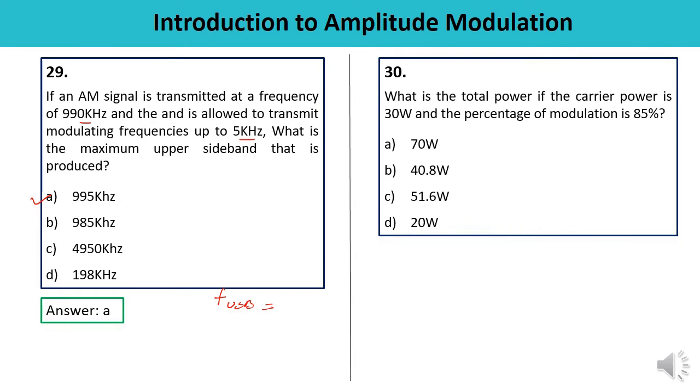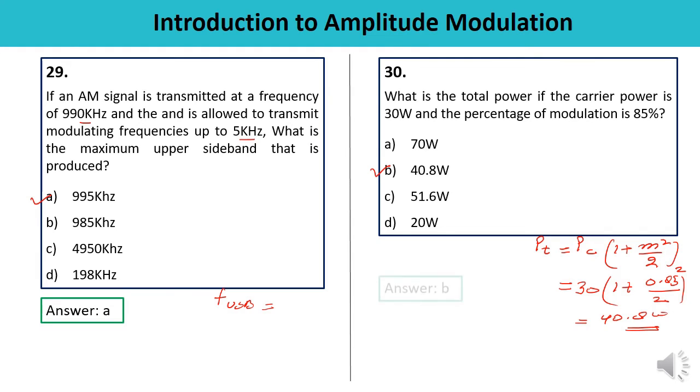In the next question, what is the total power if the carrier power is 30 watt and the percentage of modulation is 85%? So calculate the total power. You remember the formula for the total power, PT. This is a very important formula. You will find a number of numerical questions. PT is equal to PC times (1 plus m squared upon 2). PC is given, which is 30 watt. M is 85%, means 0.85. It's squared upon 2. Simplify this, you will be getting the value as 40.8 watt. So the correct answer is B.